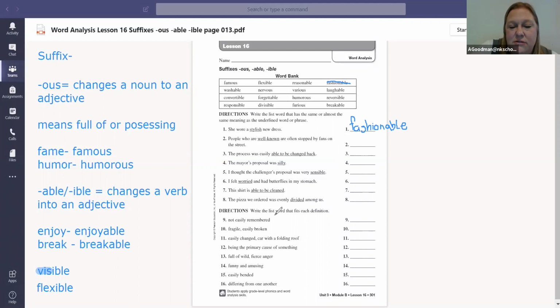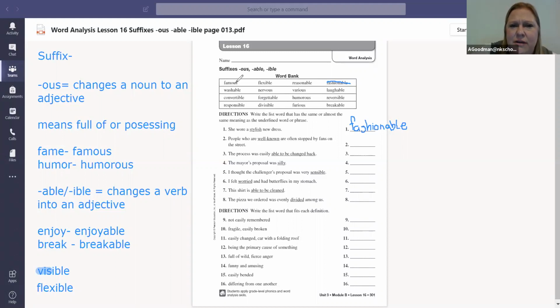I'm going to go down and do just one with this bottom part: write the list word that fits each definition. Not easily remembered. Famous, washable, convertible, responsible, flexible, nervous, forgettable. Ooh, that would mean easily remembered, if something is forgettable. But not easily remembered would be unforgettable, and it doesn't say to write the antonym, so I guess that doesn't work. Let's see, divisible, reasonable, various, humorous, furious, laughable, reversible, breakable.